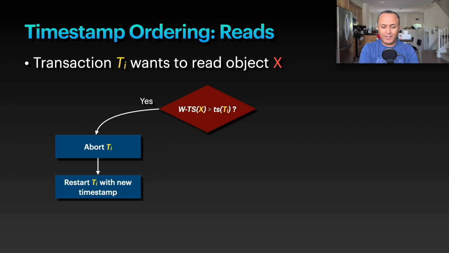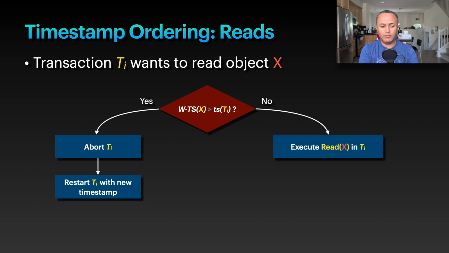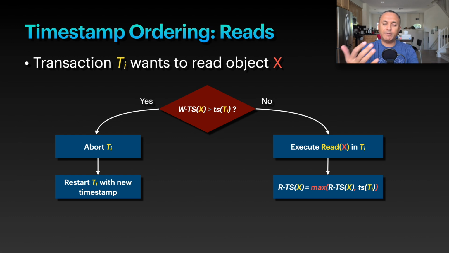If that is not the case, this means that the write timestamp is lower than or equal to the current transaction. So then things can proceed normally. We will allow the read instruction to take place. And then we need to update the read timestamp of X because it just got read by this transaction. So we need to update it to the maximum of its current value and the timestamp of Ti. And once that has happened, then the next operation will go on and so on.